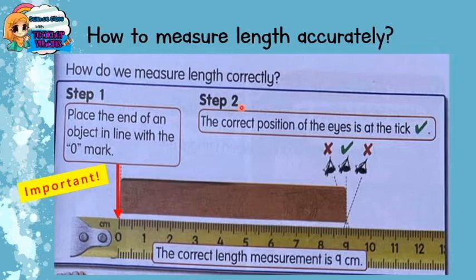The second step, you take the reading. The correct position of the eyes when taking reading is at the tick. This is the correct position of the eyes. So, the correct length measurement is 9 centimeters.